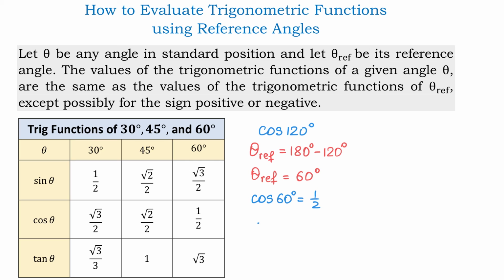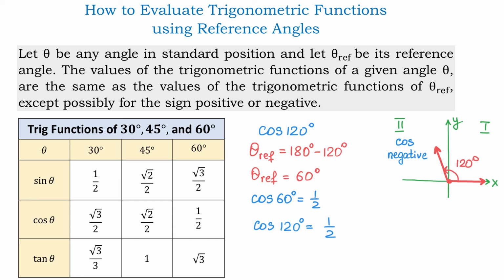So let's write that cosine of 120 degrees is also 1/2, but let's leave some space in front because we need to know if we need to put a plus or a minus in front. The angle of 120 degrees lies in quadrant 2, and in quadrant 2, cosine is negative. Therefore, in front of 1/2, we have to put a negative. And now we have that cosine of 120 degrees equals negative 1/2.